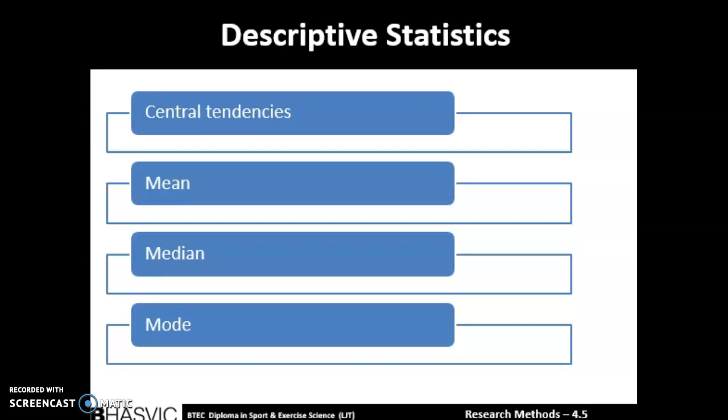So starting with the mean, it is equal to the sum of all values divided by n, which means that you have to add up all the values in the data set and divide it by the amount of values that are in the data set.